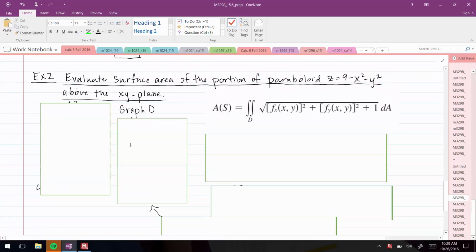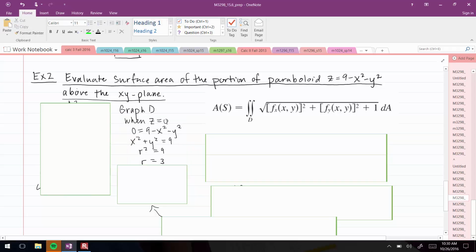Okay, one more example and then we're done with the section already. Evaluate the surface area of the portion of the paraboloid z equals 9 minus x squared minus y squared above the xy plane. So we have this formula, but we still have to define that domain, just like we did when we were trying to find a volume, for example, of the paraboloid. Different problem, but lots of the same things need to be done. And finding that domain is not exactly trivial.